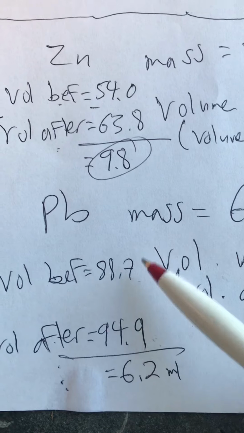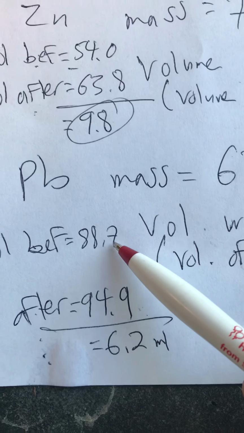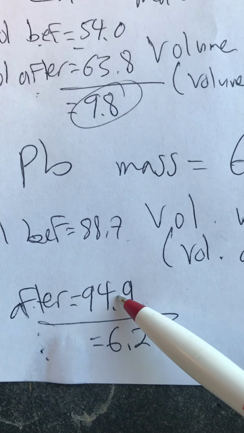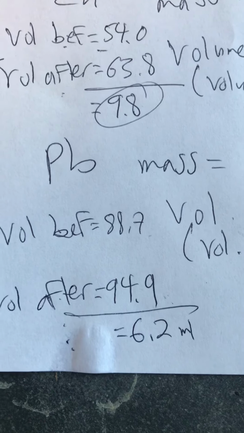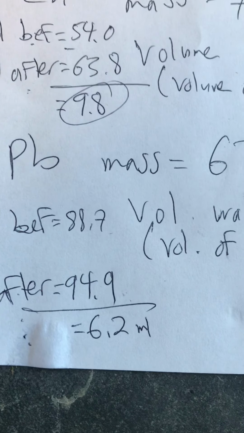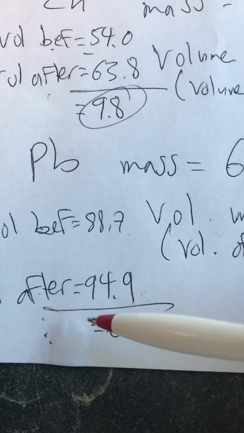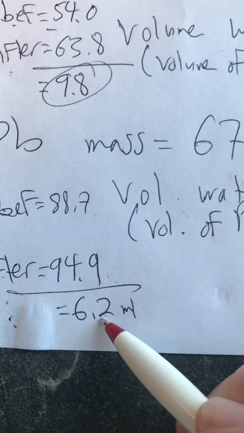So we're subtracting these two, and don't worry about it. You might say, well, you take 88.7 and subtract 94.9, you're going to get a negative. But you're getting the difference. It's only about the difference in the two volumes. So don't worry about a negative. Just subtract those two numbers, and you come out with 6.2 milliliters.